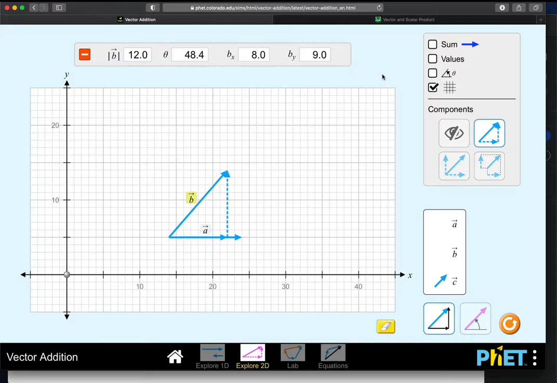Hi everybody, Newland. Let's talk about the dot product and the cross product. The dot product is known as the scalar product, and the cross product is known as the vector product. And let's get into some of what that means.